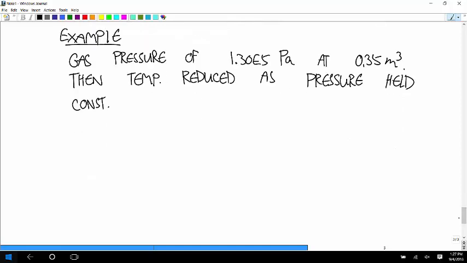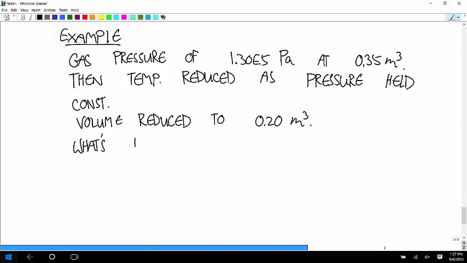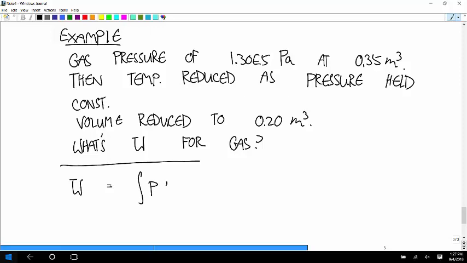Okay, so now let's say that when that happens, the volume is reduced to 0.20 cubic meters. What's W for the gas? Okay, so the work done by the gas is the integral of the pressure dV, and we know the boundaries of the volume. It starts at 0.35 and it ends at 0.20.